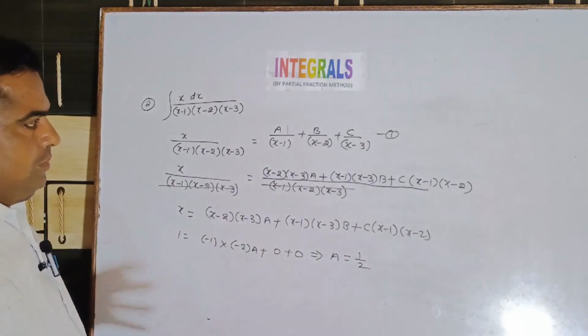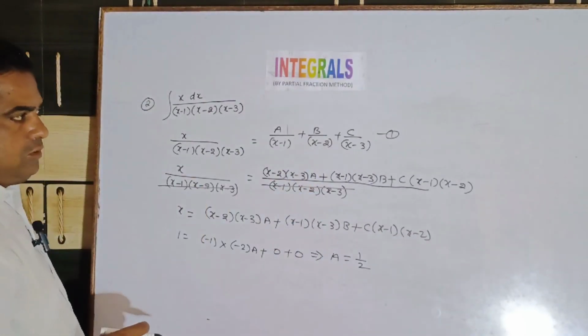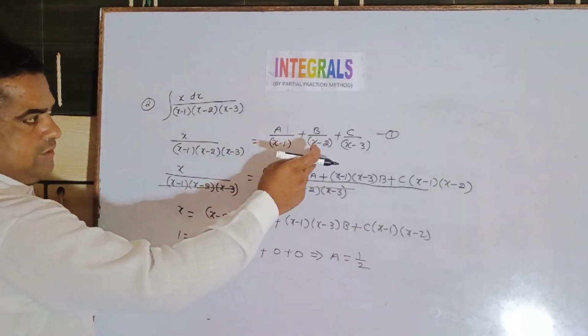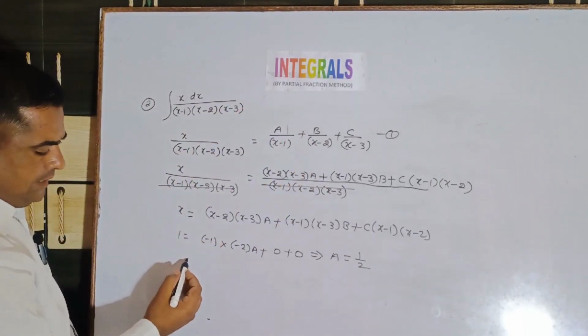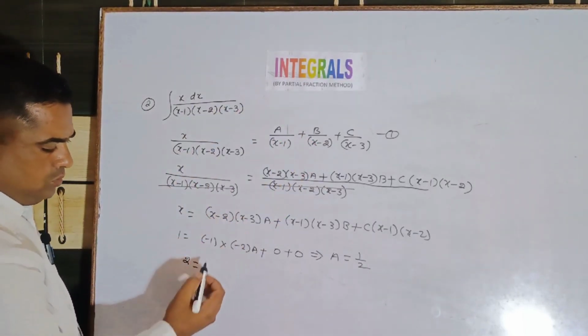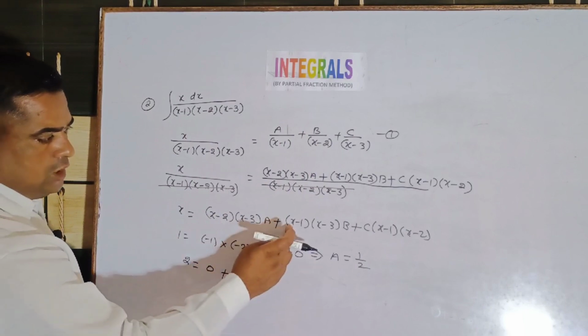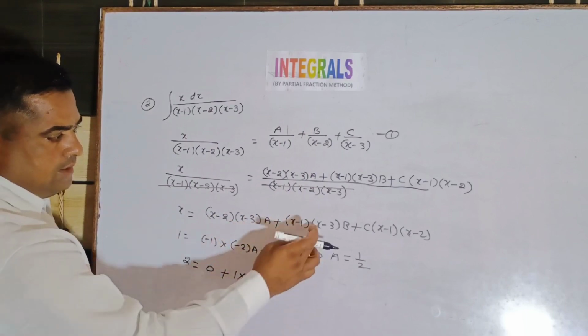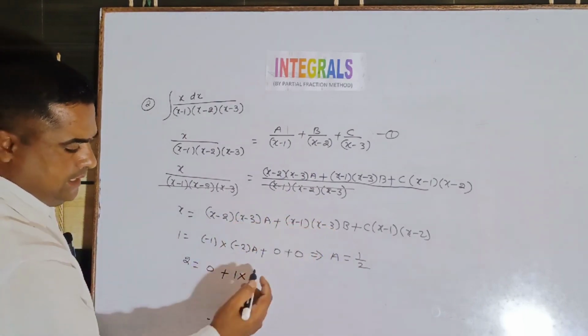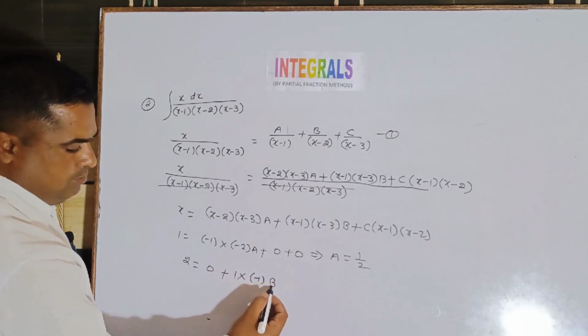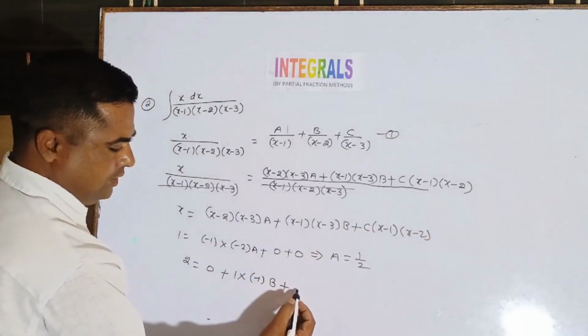Similarly, we will find the value of B. Now putting x is equals to 2. Students will put x equals to 2 here. So you will get here 2 is equals to 2 minus 2. This is 0 plus 2 minus 1. This is 1. 3 minus 2 minus 3. This is minus 1. B plus 2 minus 2 will be.